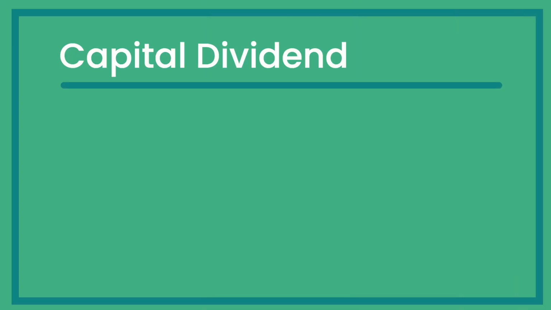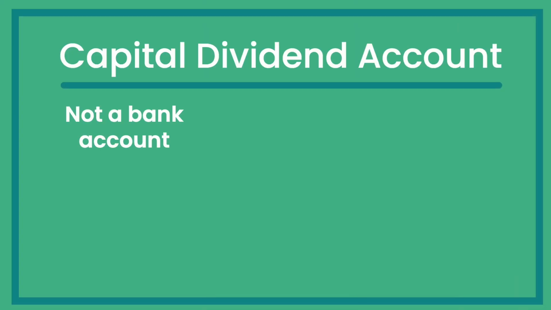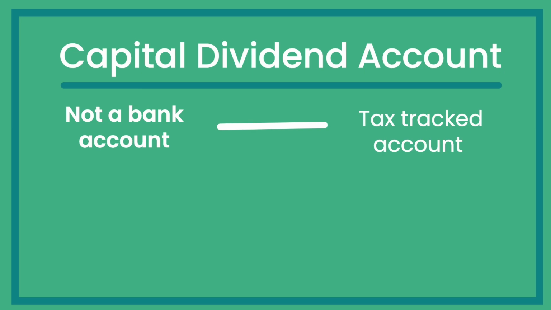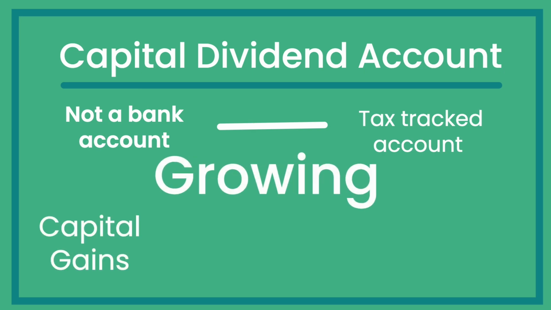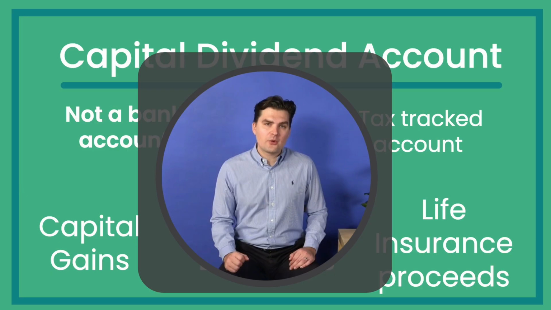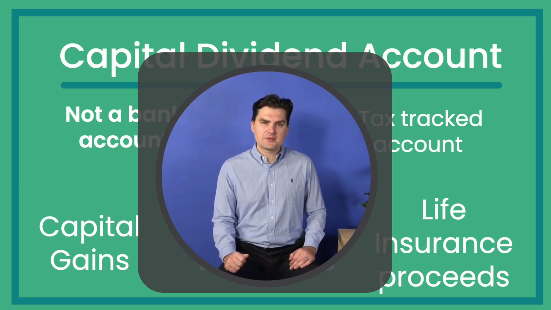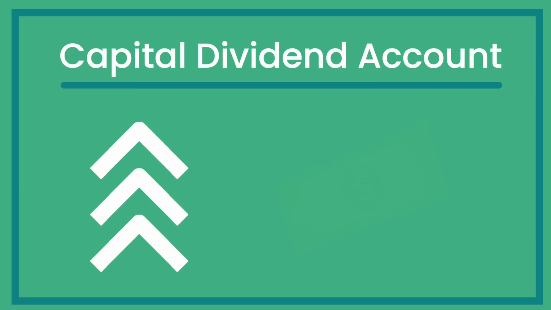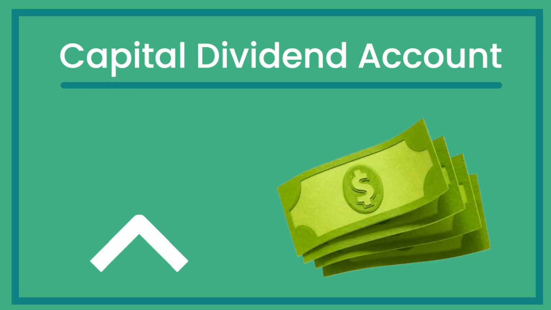Now, here's how it works practically. A capital dividend account is not a literal bank account. It is a tax-tracked account growing from the capital gains, corporate dividends, and life insurance proceeds. It's essentially a running tally of the tax-free amounts that can be distributed to shareholders. The larger the total, the more wealth you can distribute tax-free.